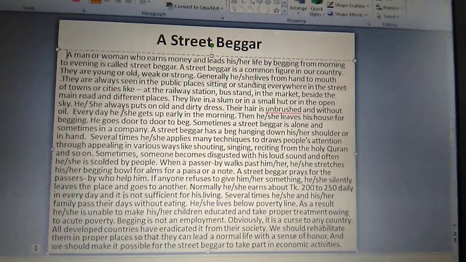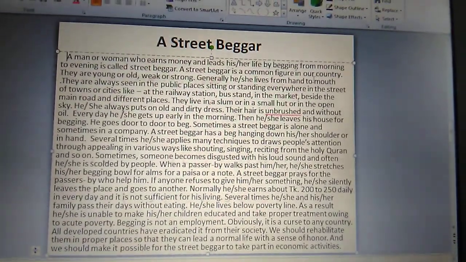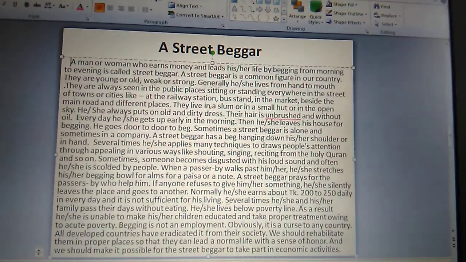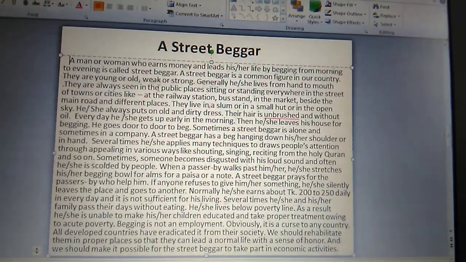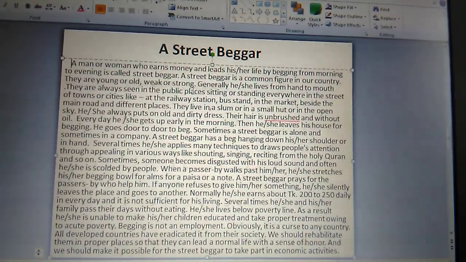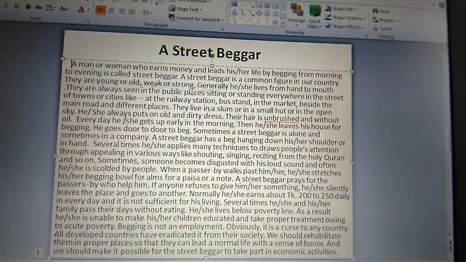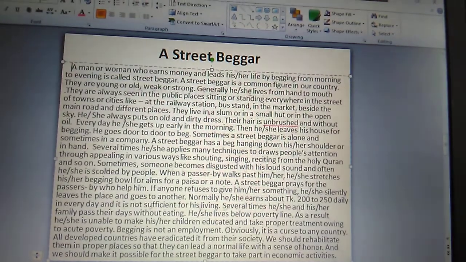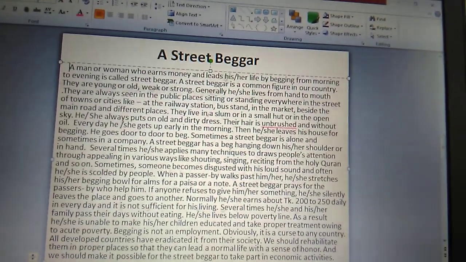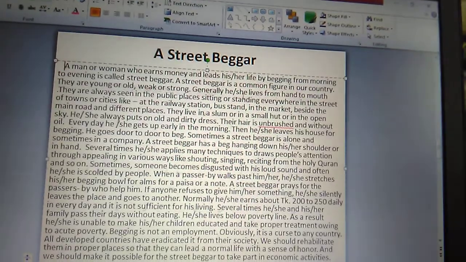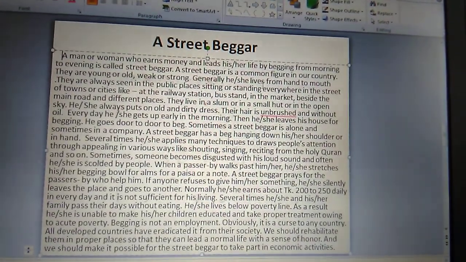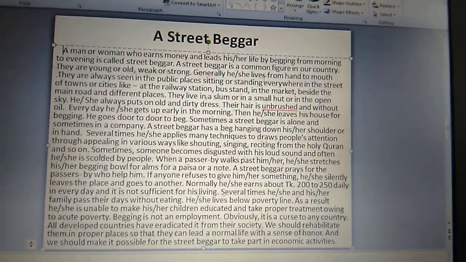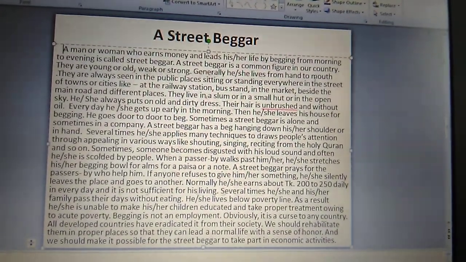A street beggar is a common figure in our country. That means a street beggar is very common and available. You can see them anywhere. They may be young, old, weak, or strong. Generally, he or she lives from hand to mouth. As there are both men and women, that is why we write 'he or she'. Hand to mouth means a very miserable life, day to day. He makes an income and spends it, but that is not sufficient. That is called hand to mouth.